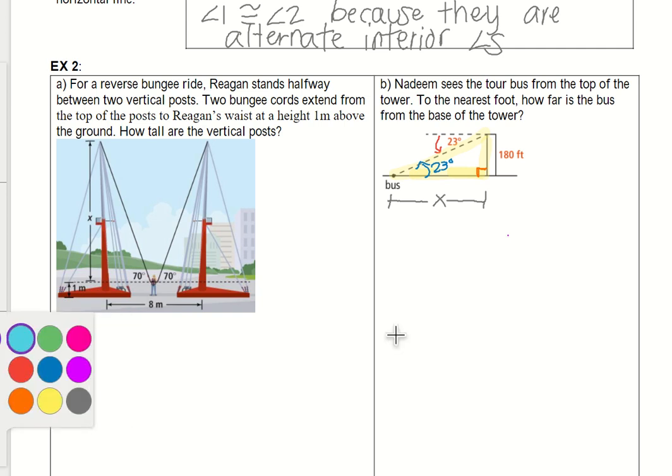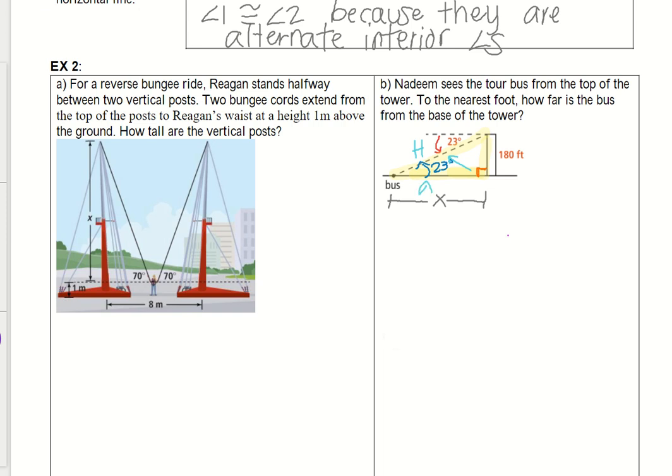If I think about labeling my triangle based on that angle of elevation, my hypotenuse would be the dotted line, the imaginary line of sight. My adjacent side would be the side that I'm looking for, and the opposite side is the height of the tower. So thinking about SOHCAHTOA, I want to know A and I know O. That means I'm going to use TOA to set up my problem, because I know that O is 180 and I want to find A.